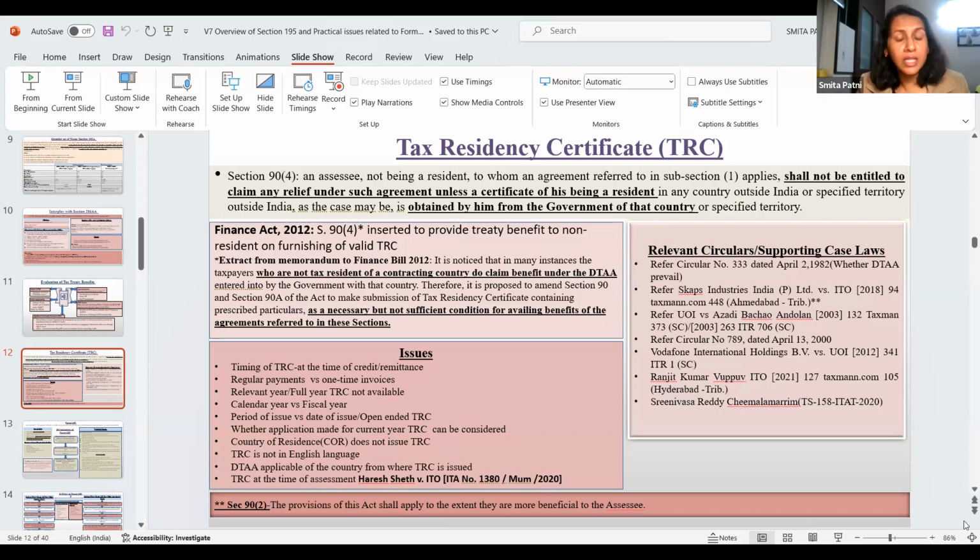Now, this TRC under section 90 subsection 4, this view is also supported by section 90 subsection 2, that the provisions of this Act would apply where they are more beneficial to assessees. So even if we do not have the TRC, we can go to the department, we can go to the court of law and explain our case, that this is the reason for which the TRC is not applicable. But in general parlance, we are supposed to issue the TRC.